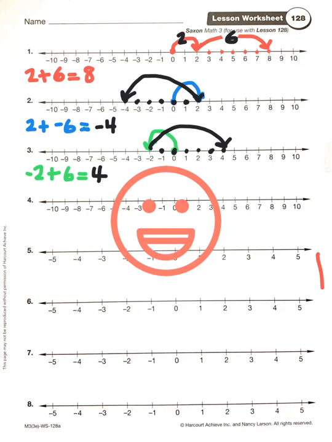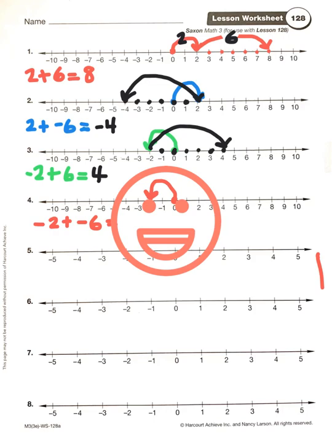Now let's take a look at one more with 2 and 6. Now we're going to use both negative numbers. That's going to be pretty cool. Watch. Negative 2 plus negative 6. Let's see what that's going to equal. So we start on our 0 as we usually do. Our first number is negative 2, so we're going to go backwards on the number line, negative 2.